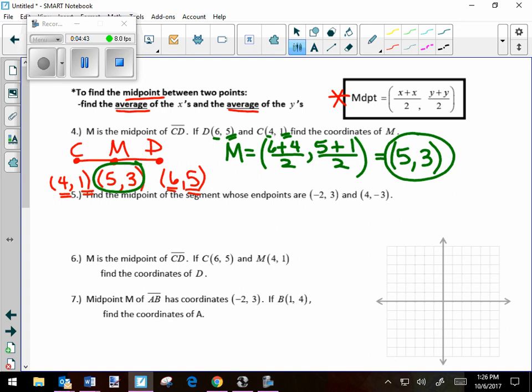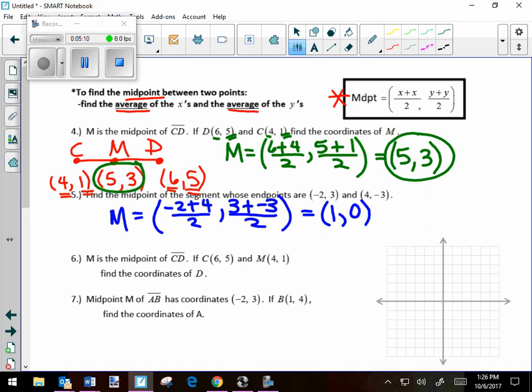In question 5, same question. I'm going to do it without a picture this time, because I know that I have a formula for midpoint that says I can add the x's together and divide by 2. I can add the y's together and divide by 2. When I evaluate the x, negative 2 plus 4 is 2, 2 divided by 2 is 1. Evaluate the y, 3 plus negative 3 is 0, 0 divided by 2 is 0, and those become the coordinates of my midpoint.